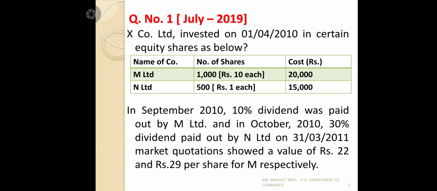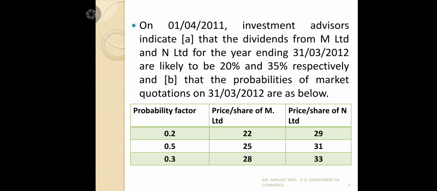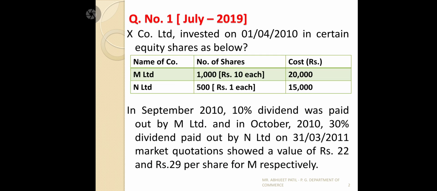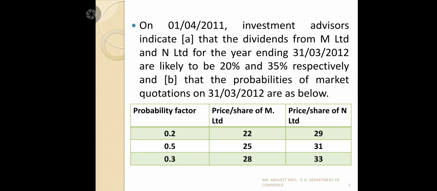Okay, so at the beginning they invested 20,000 and 15,000 in M and N, but at the end of the year the market price is 22 and 29 per share respectively. Apart from that, on 1/4/2011 the investment advisor indicated the dividends from M and N for the year ending 31st March 2012 are likely to be 20% and 35% respectively. That means for the first year, 2010-11, it is 10% and 30%, then for 2011-12 it is going to increase to 20% and 35%.